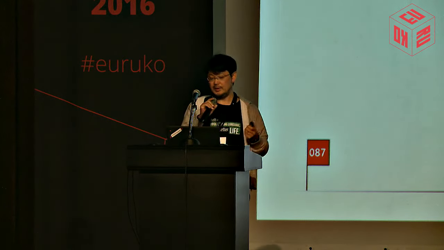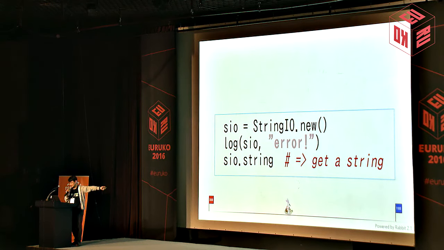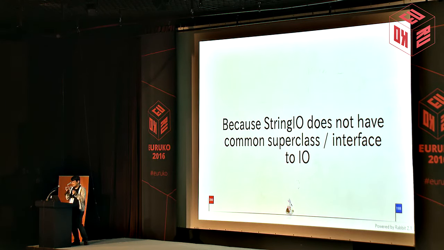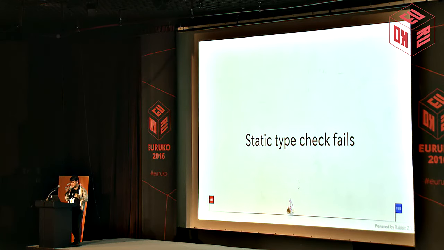In Ruby, we have StringIO, so we can do that. We create a StringIO, log the error message into the StringIO, and we can retrieve the log messages as a string, right? But the static type version doesn't work, just because StringIO does not have common ancestors, superclass, inheritance, or interface with IO. So the static type check fails at compile time.